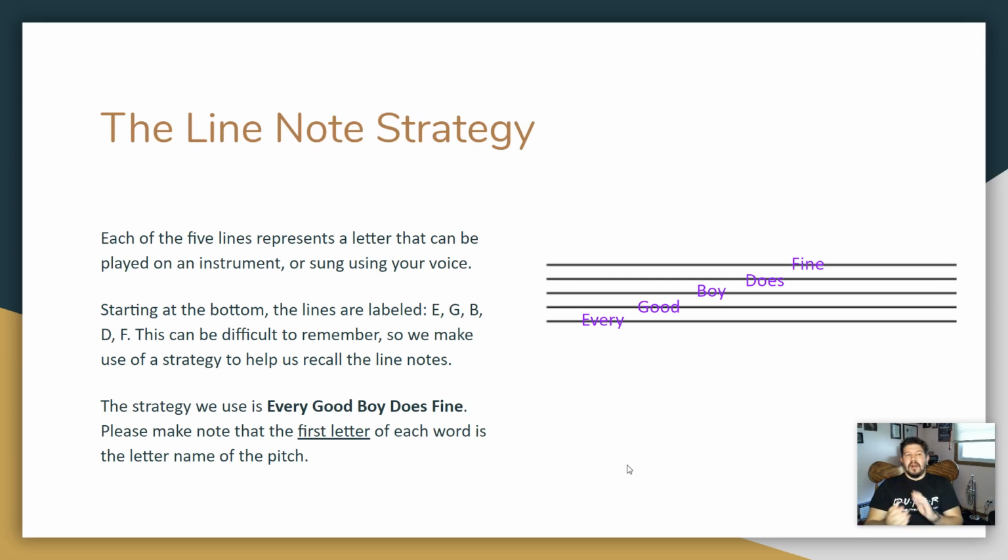Moving on here to our line note strategy. Each of the 5 lines represents a letter that can be played on an instrument or sung by your voice. Each of those different ones are labeled, starting again at the bottom of the staff. We have E, G, B, D, and F.